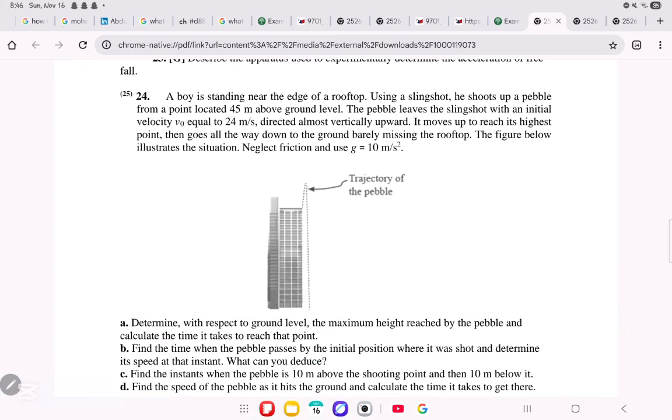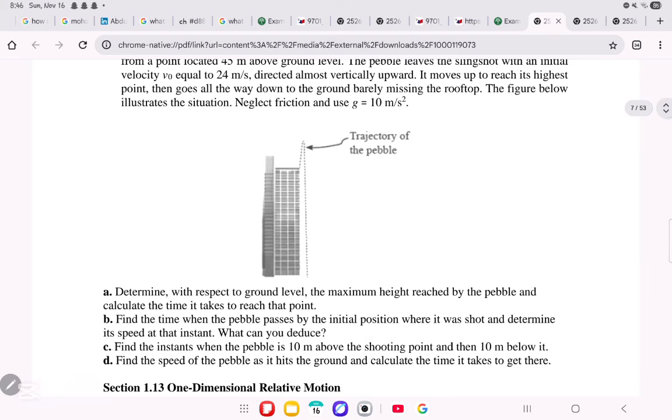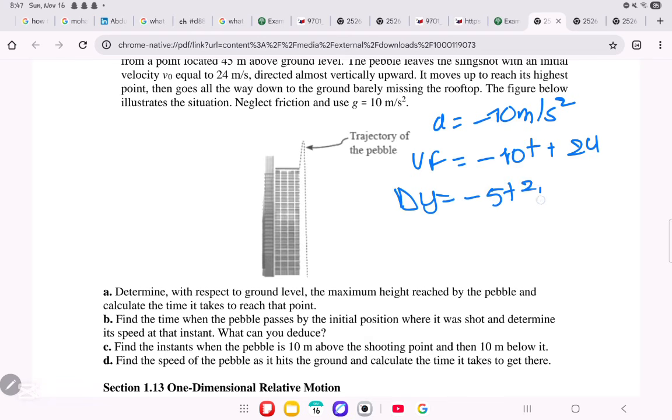Okay, so I'm going to rewrite the equations now. Acceleration is minus 10 meters per second squared. V final equals minus 10t plus 24. Delta y equals minus 5t squared plus 24t. V final squared minus v initial squared, which was 24 squared, is equal to minus 20 times delta y.